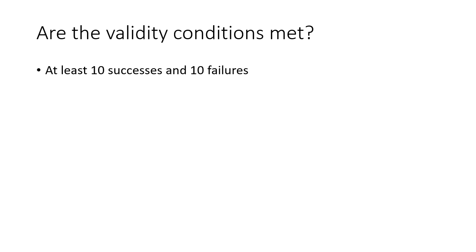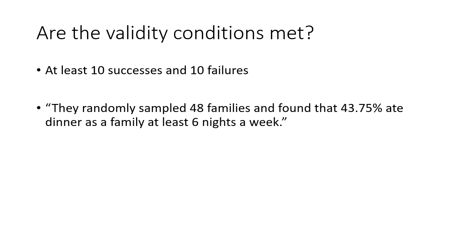Next, we need to check the validity conditions. Recall that the validity conditions for a one proportion z-test are that there should be at least 10 successes and at least 10 failures. In this problem, we were told that they randomly sampled 48 families and found that 43.75% of them ate dinner as a family at least 6 nights a week.